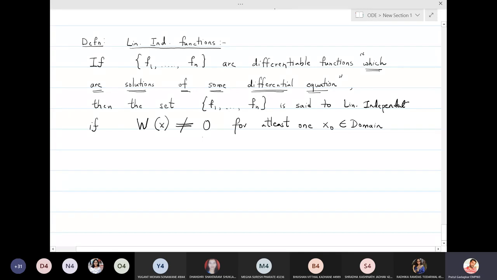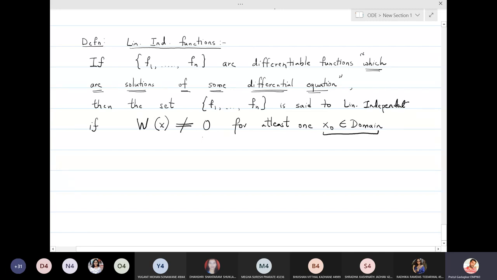So in the previous lecture, we have studied linearly independent functions: how to show that functions are linearly independent. First of all, those functions must be differentiable functions and they must be the solutions of some differential equations. Then to check that these functions are linearly independent, we will find the Wronskian, and that Wronskian should not be equal to 0 for some point. At least one point you must be able to find where the Wronskian will not be equal to 0.